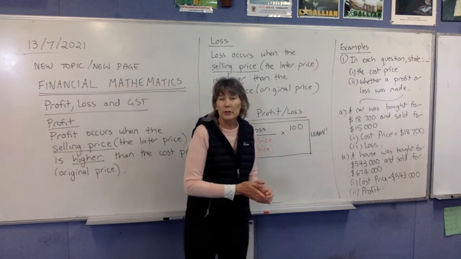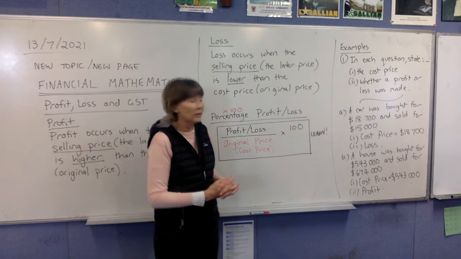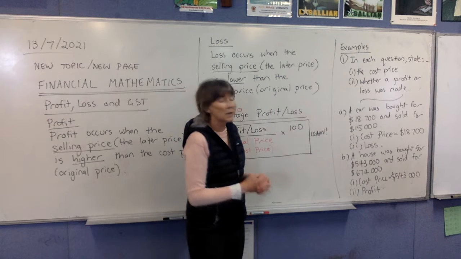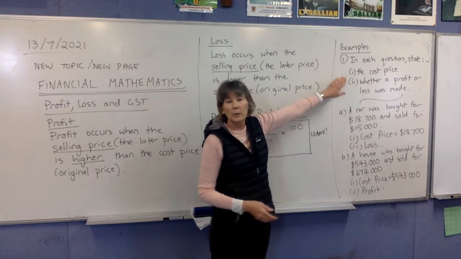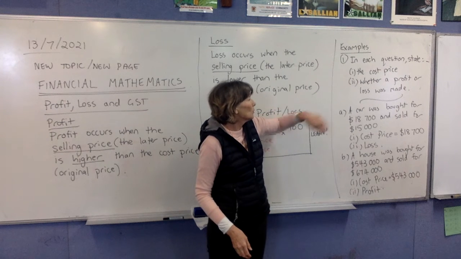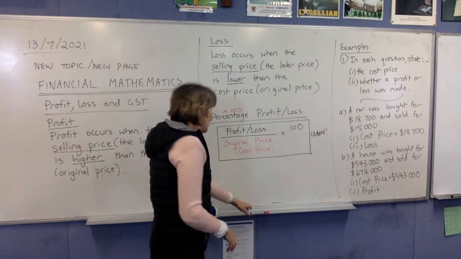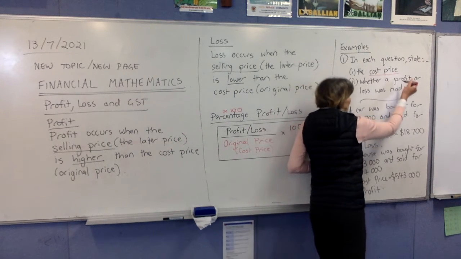Okay, these first couple of questions are just basic ones, but we are going to build into the harder ones in the next video. So to start with, we're just having an understanding of what profit and loss is. So in each question we're stating, part 1, what the actual cost price is, and part 2, whether a profit or loss was made. Okay, so make sure you're underlining in red what they've asked for.